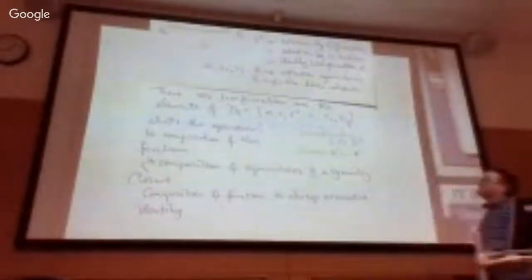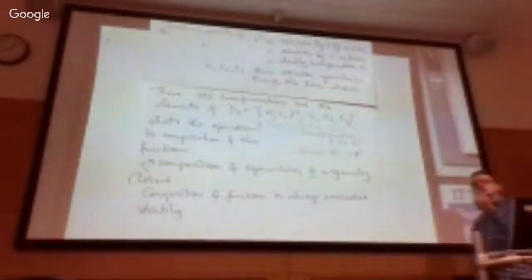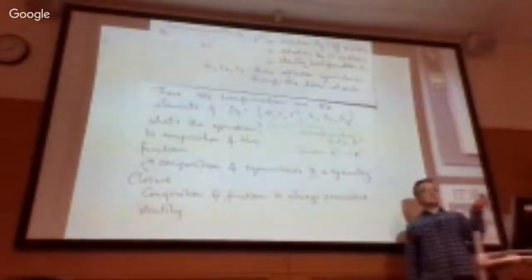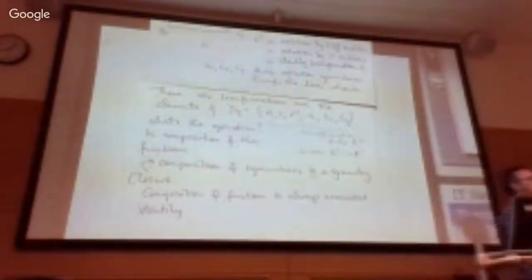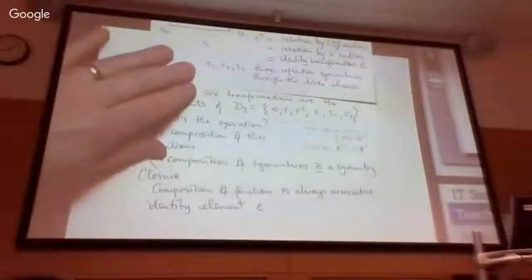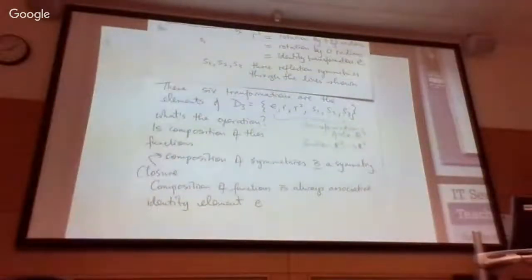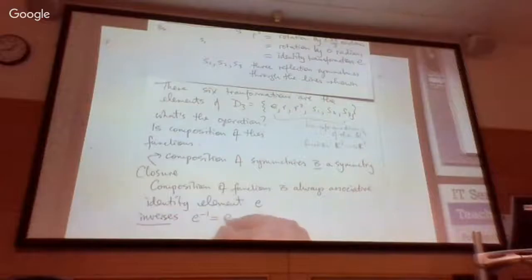The identity operation. Well, I've already kind of labeled it. That's E. The identity transformation is the transformation of the plane that does nothing to the plane. It sends every point in the plane to itself. Inverses. Well, the inverse of the identity is always the identity.